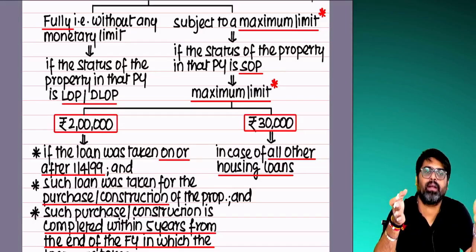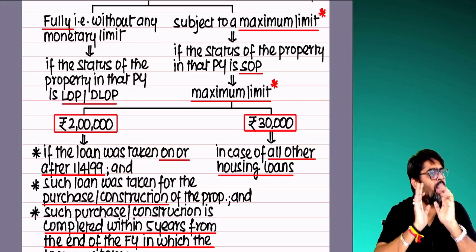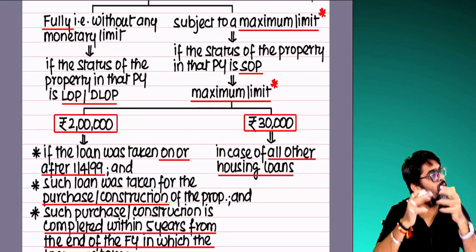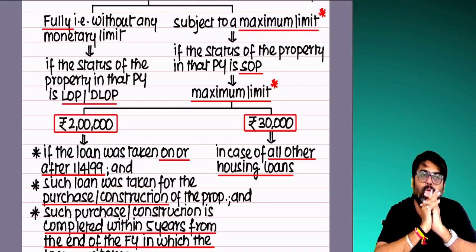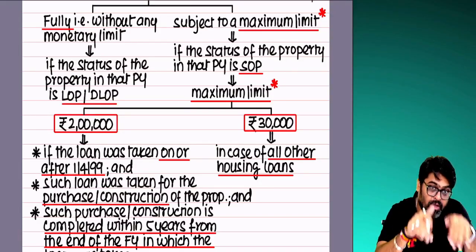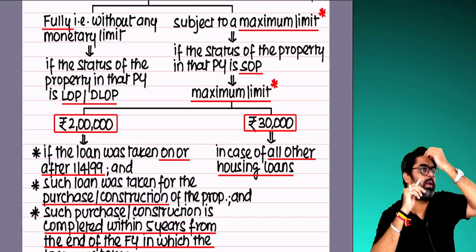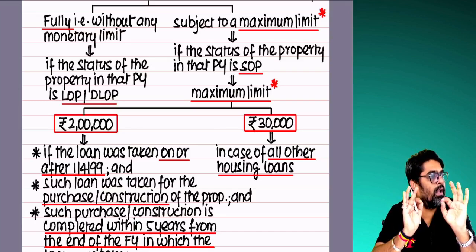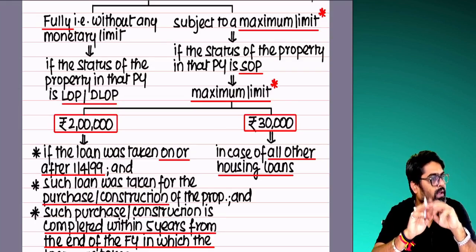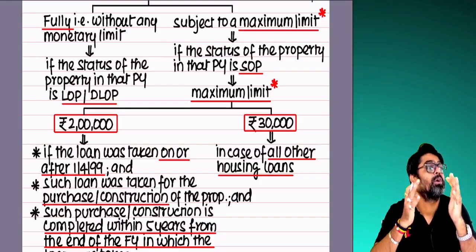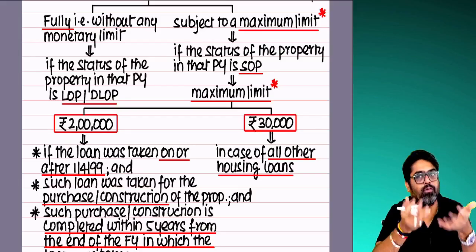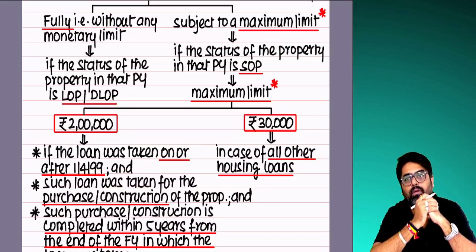What if the interest becoming due is 1,40,000? Fully allowed, because the limit is 2 lakh. Up to 2 lakh, the full amount of interest due I can claim. What if the amount of interest which becomes due in this year is 2,40,000? Will you be able to claim the entire 2,40,000 or only 2 lakhs? Only 2 lakhs. The extra 40,000 cannot be claimed because it is for SOP, and for SOP the maximum limit is 2 lakhs. Getting my point?